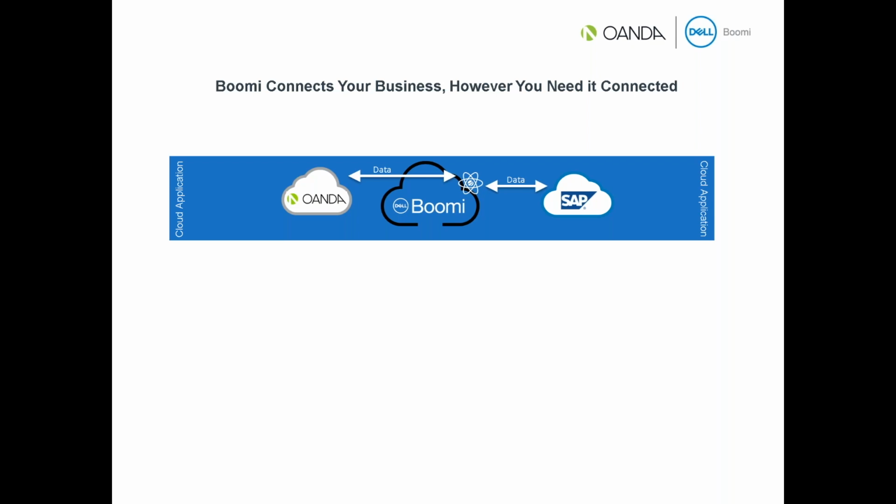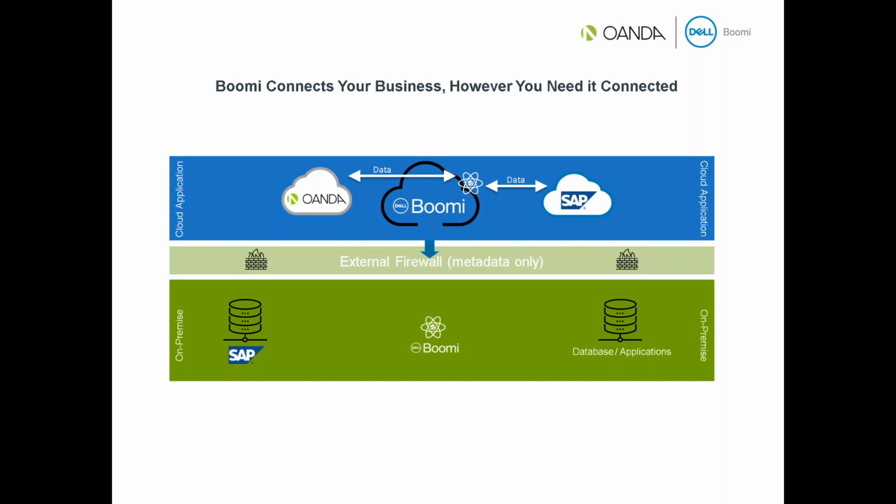Here we have what we call our Atom, which is our runtime engine that's running from within our Boomi cloud. It could also be running from any Linux or Windows server in iPaaS or IaaS environment or hosted on the internet. And from that Atom, we're able to connect and perform the needed integration and business logic between, in this case, OANDA and SAP.